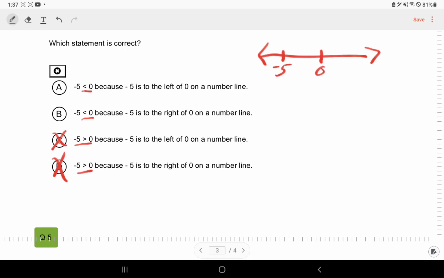Now, -5 is less than 0 because -5 is to the left of 0. Not because -5 is to the right of 0. Well, left is here and right is here. Well, it's to the left. So it's A. Okay, it is that simple.